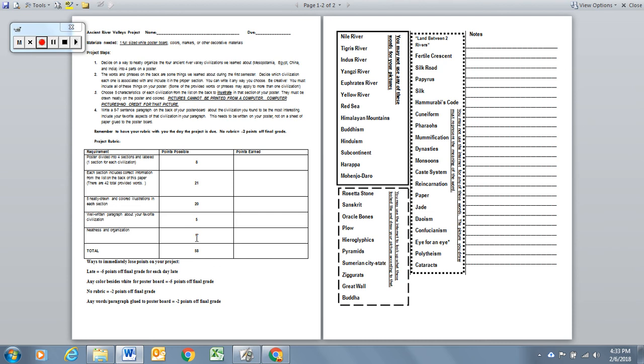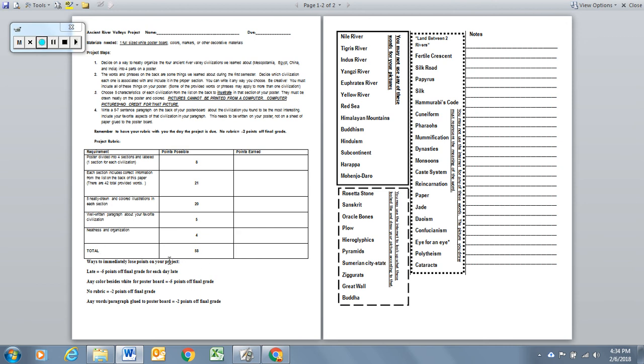Now, neatness and organization, I will tell you this about that. Your poster is either neat and organized or it is not. So you will either get 4 points or you will get 0. There is no partial credit to be given for neatness and organization. It's a total of 58 points.